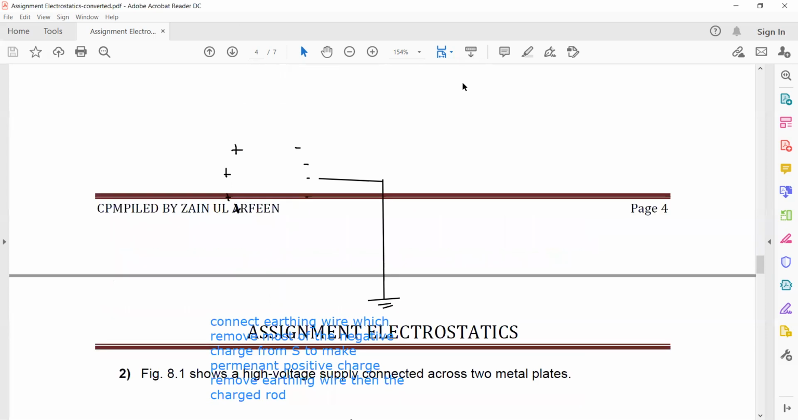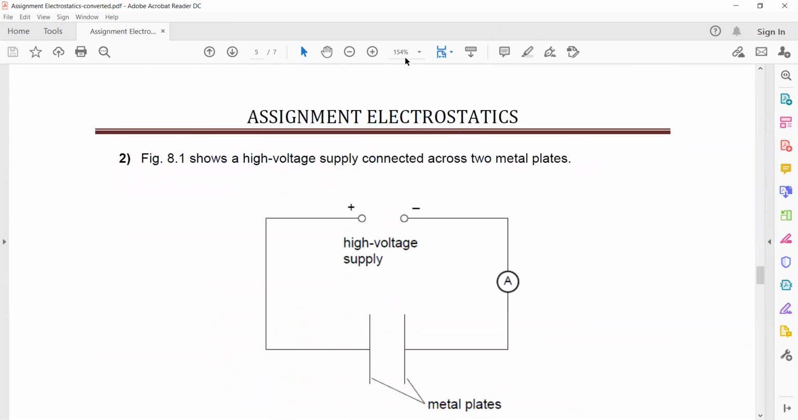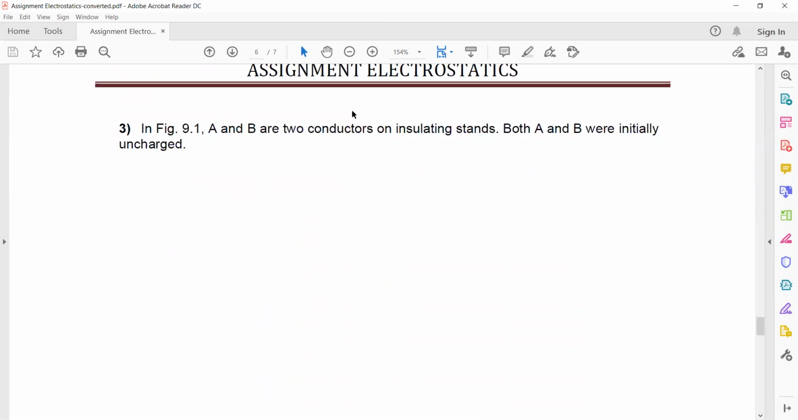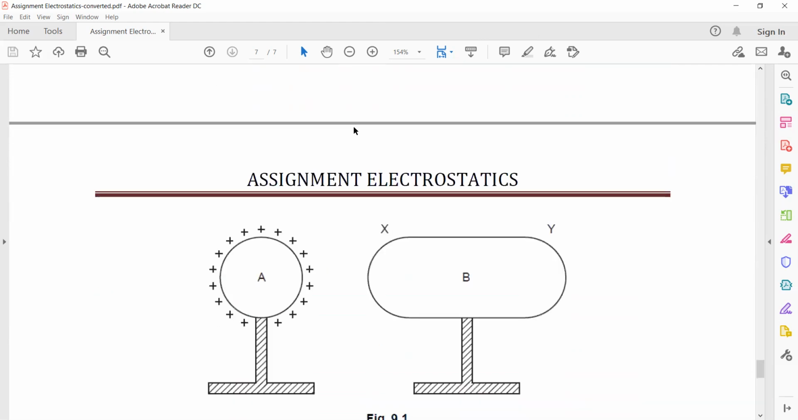And the next question, electric field we'll discuss tomorrow. That's why I leave the questions related to electric field.